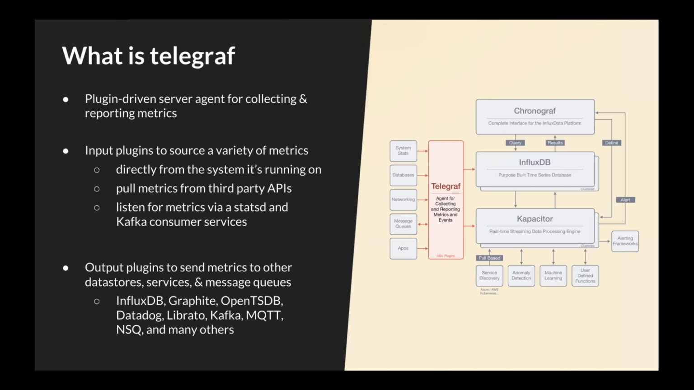So let's take a look at Telegraf first. As I said before, Telegraf is our open source data collecting agent. It's a completely plugin driven server agent to collect and report metrics. Right now we have a set of approximately 150 plugins, and we have more being written every day. And that's a mix of input and output plugins, aggregators and parsers, among other ones. The input plugins can source a variety of metrics directly from the system it's running on. They can pull metrics from third-party APIs, or they can listen for metrics via StatsD or Kafka consumer services. And one of the great things about Telegraf is it's so lightweight, so you can really just drop it anywhere and start collecting metrics right away. We also have output plugins so that you can send data to not only InfluxDB, but also other data stores or services or onto message queues.